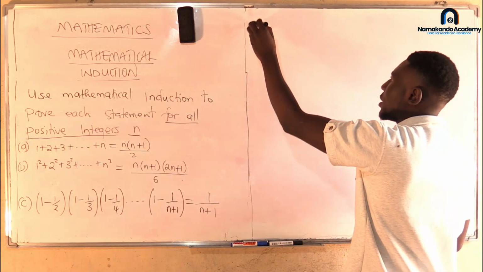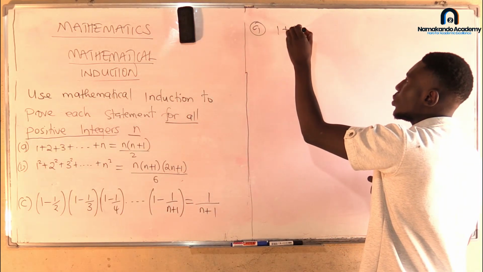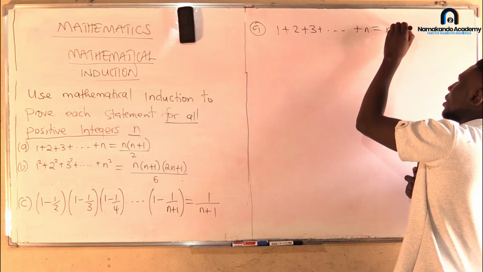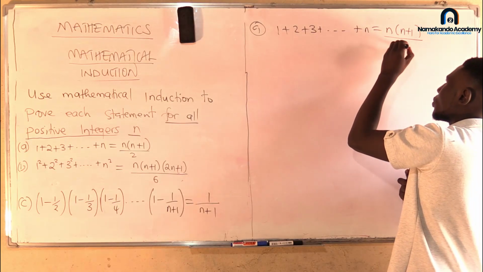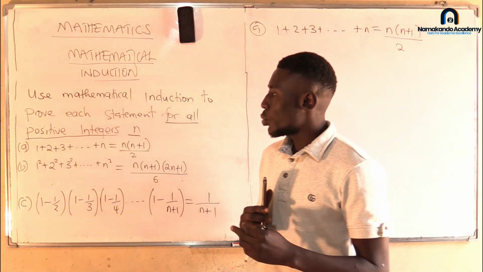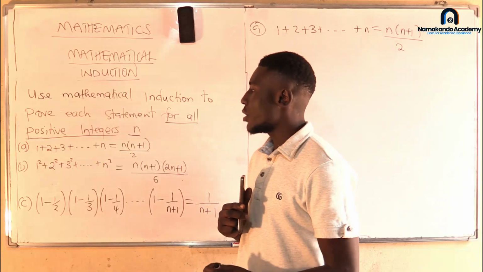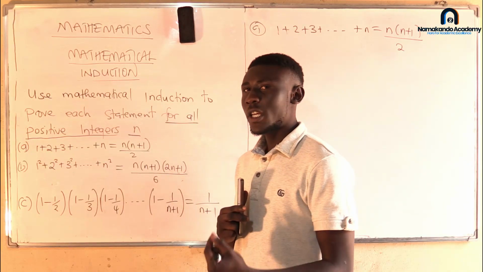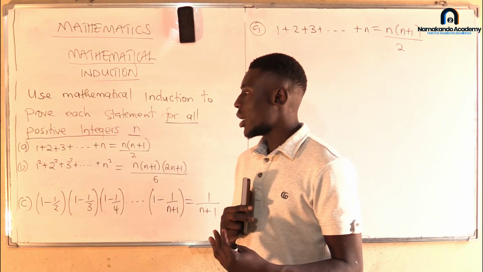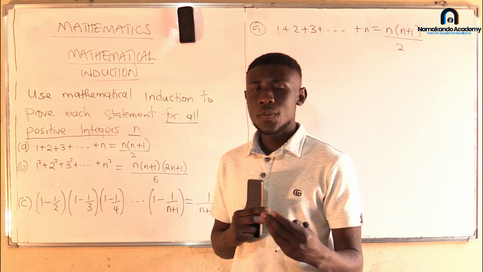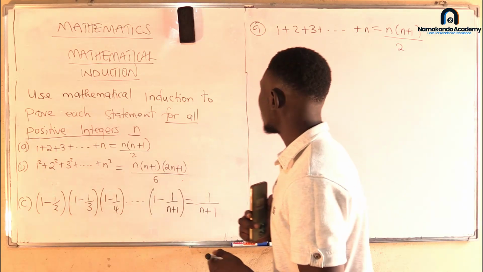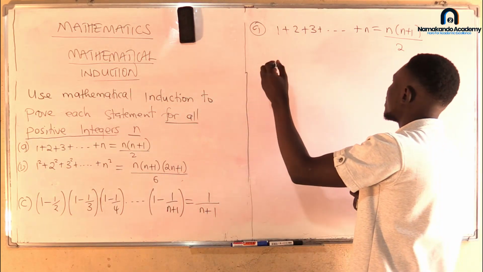I'm going to write it on this other part. A is 1 plus 2 plus 3 plus up to the last one, which is n, equals n times n plus 1, divided by 2. If you watched the previous video, we looked at the three cases. First is proving for n equals 1. If that one is true, you then proceed to the second case where you assume that n equals k. Followed by that is the last step where you test for n equals k plus 1. After that you conclude.